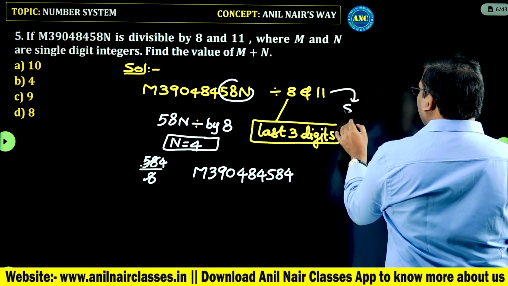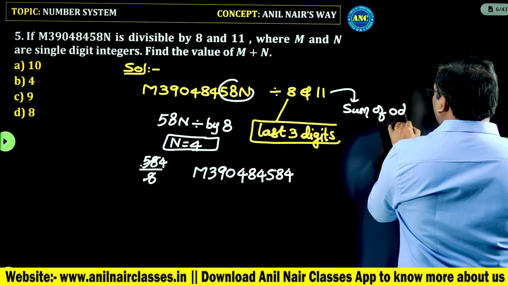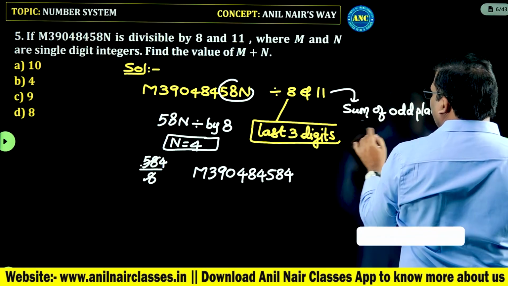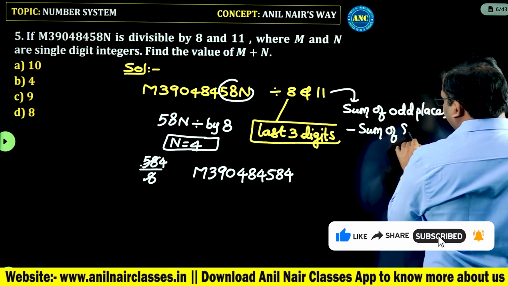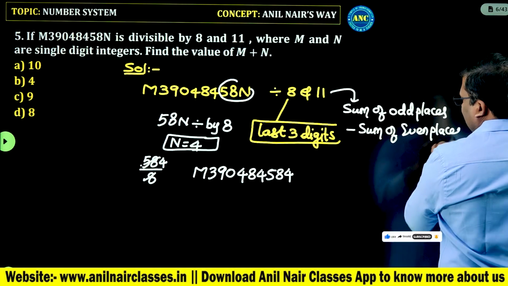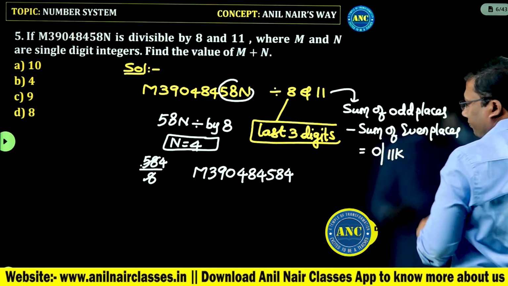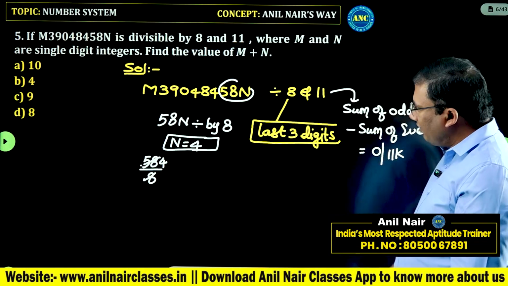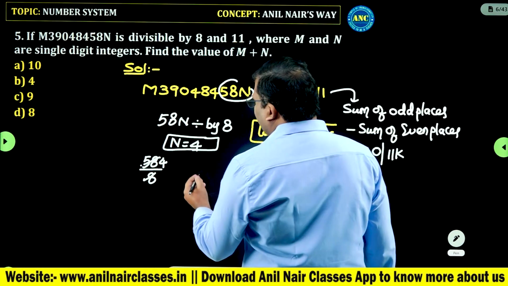11 means sum of odd places minus sum of even places. It should be 0 or it should be divisible by 11. Now N anyway we got as 4.